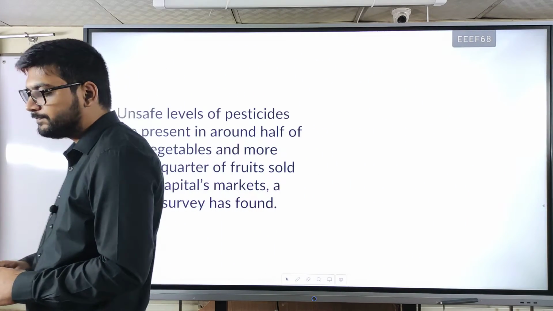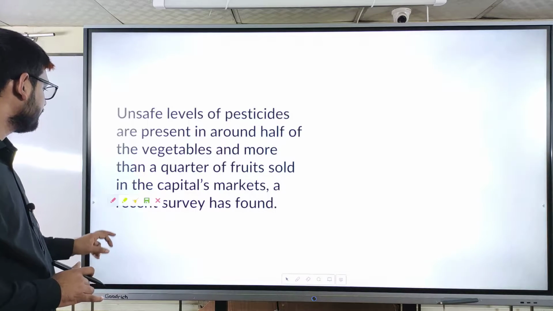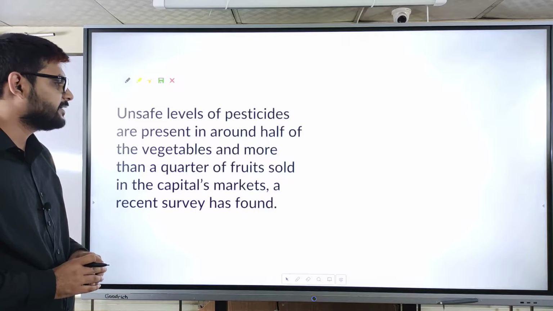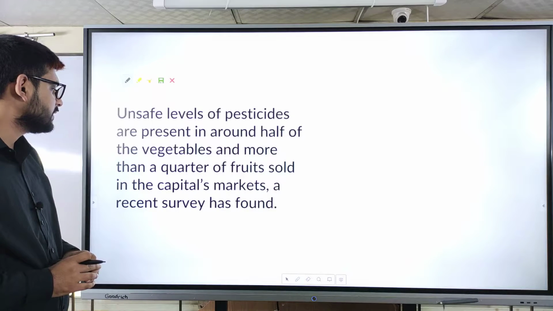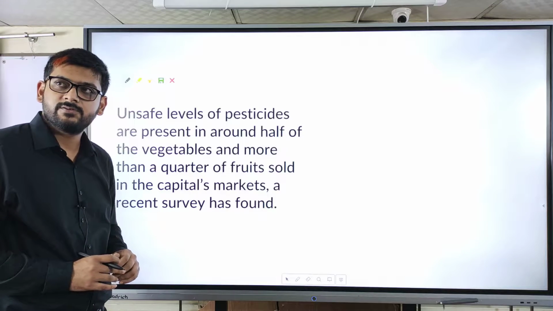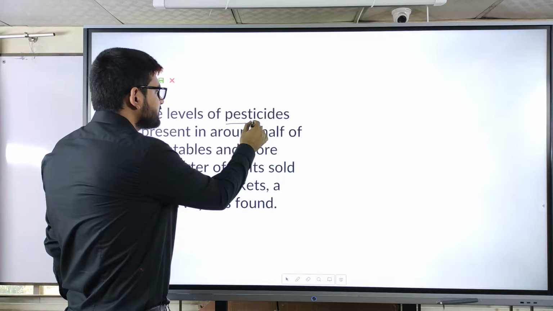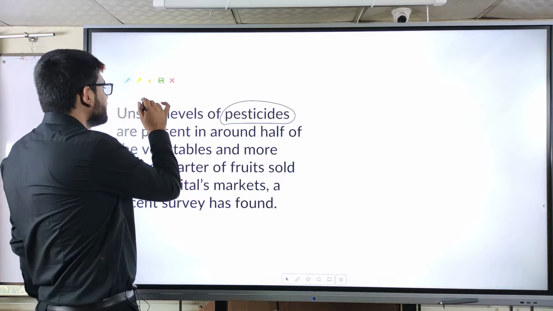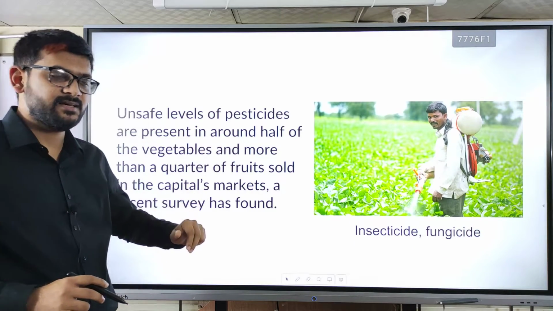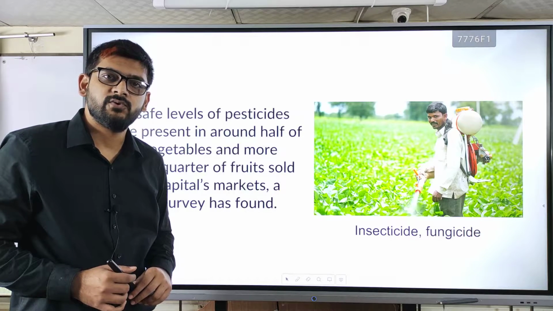Now come to the text. Unsafe level of pesticides are present in around half of the vegetables and more than a quarter of fruits sold in the capital's markets, a recent survey has found. So from a recent survey we found unsafe levels of pesticides. What are pesticides? Pesticides are a kind of insecticide or fungicide that we use to destroy, to kill harmful insects.